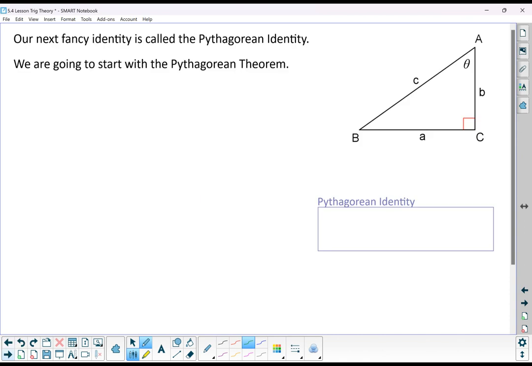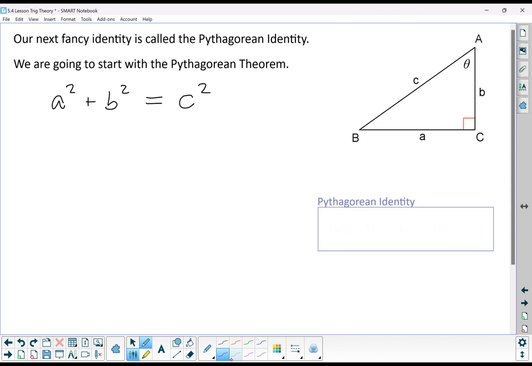All right, here we go. Our next fancy identity is called the Pythagorean identity. So I'm going to show you where the Pythagorean identity comes from. We're going to start with the Pythagorean theorem for this triangle. So we know from the Pythagorean theorem that a squared plus b squared is equal to c squared.